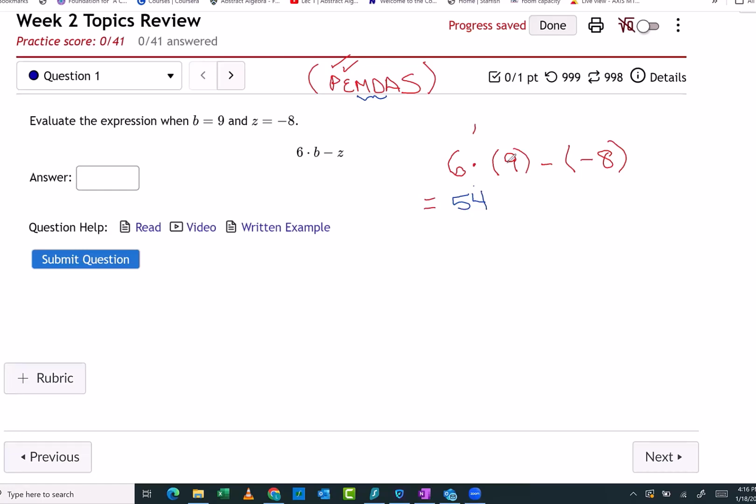Now I have a negative or minus -8. And we learned in the previous video that it's the same as multiplying those two signs together because they're really next to each other. So we have negative becomes a positive 8. This becomes 62. So the correct answer here should be 62.